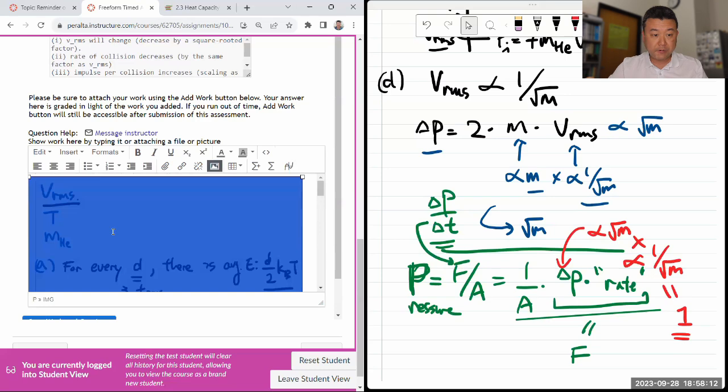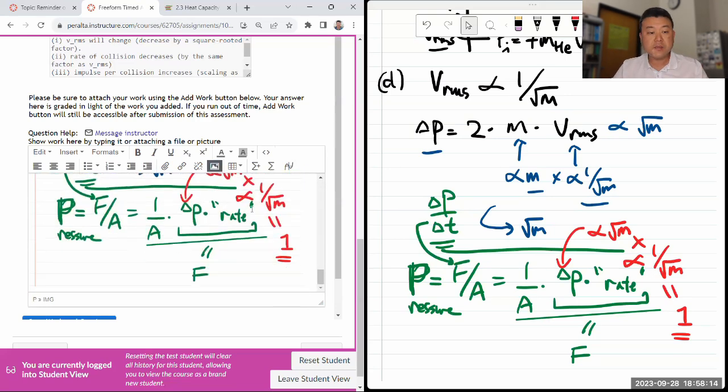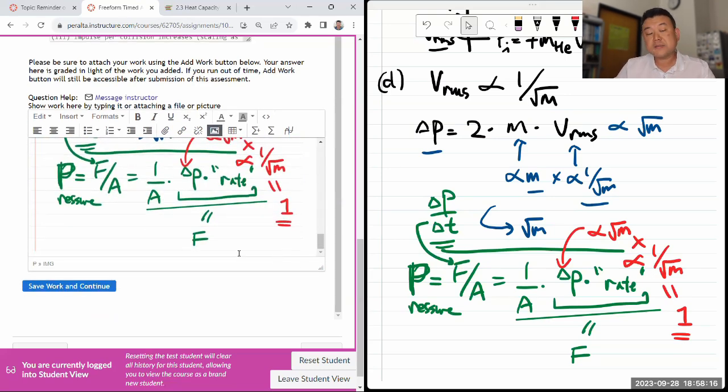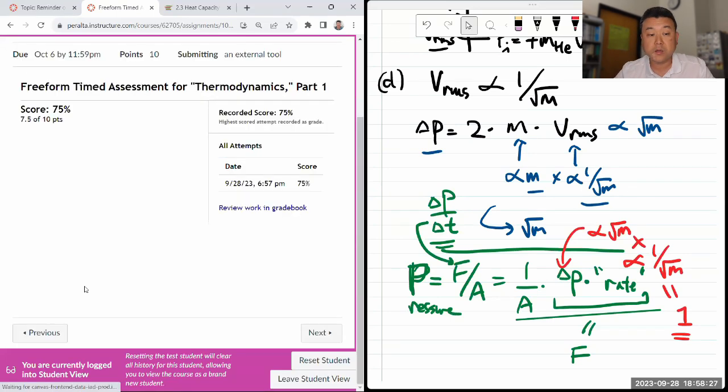I can delete it if I want to. I can do other stuff to it. And this isn't the only place where you can change it. Let's say there's a mistake in the work that I find later, and I only discover it after I've already done save work and continue. I can still find and change it.